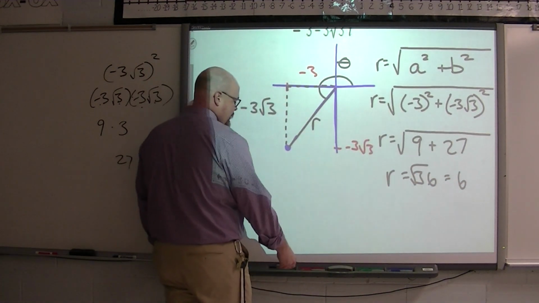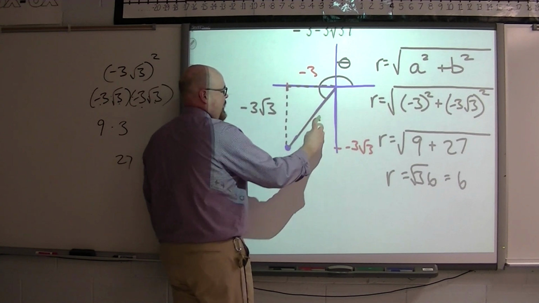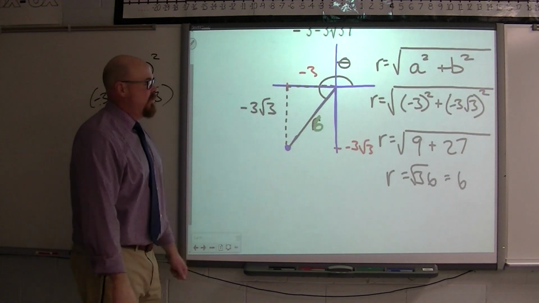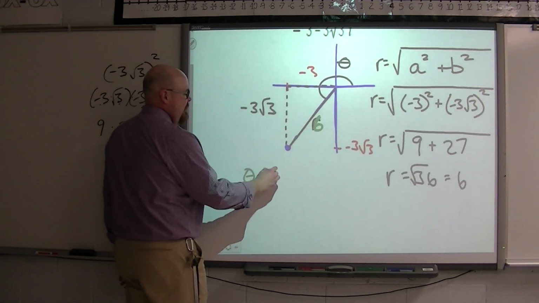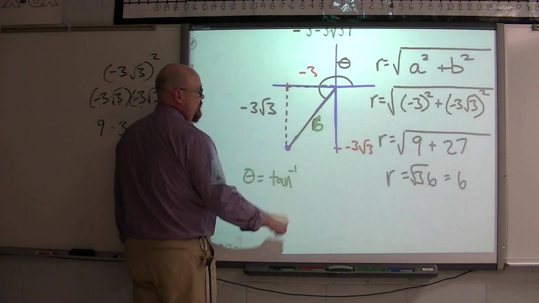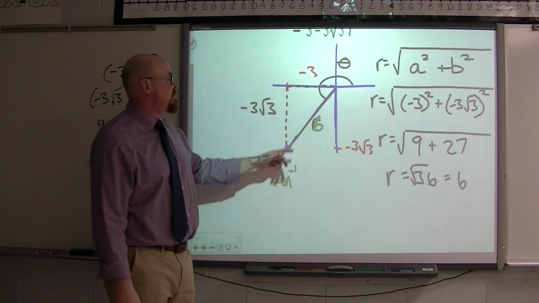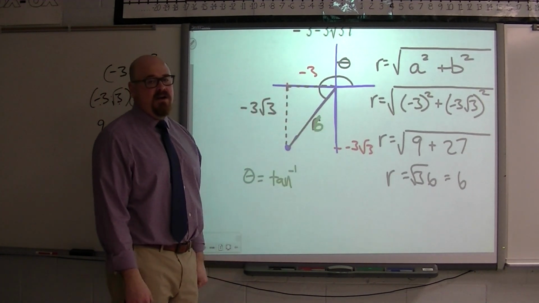Our r value can't be negative because it's a distance. Keep in mind, we're talking the absolute value of that point. How far away is it from the origin? So we have our r value. Our value of theta is the inverse tangent. And now that I know this is 6, I know the formula talks about tangent, but now that I know what this is, I can use any trig ratio that I want, any trig function.